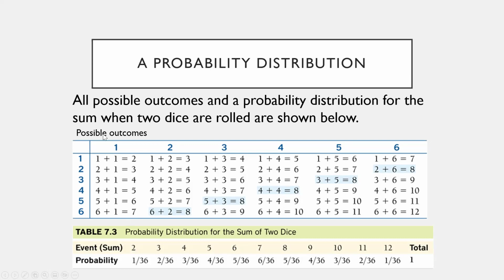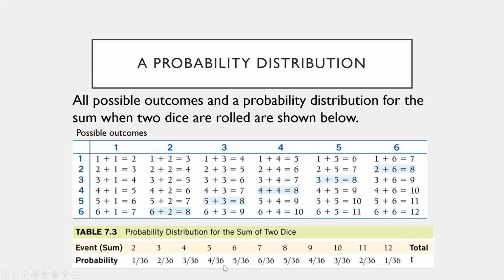If you look, 2 only happens once, right? So there's 1 out of 36. 12 only happens once, 1 out of 36. 3 happens twice, either 2 plus 1 or 1 plus 2. Just like 11 happens twice, 6 plus 5 or 5 plus 6. So 2 has a probability of 1 out of 36, 3 is 2 out of 36, 4 is 3 out of 36, 5 is 4 out of 36, etc. We've listed them all up.